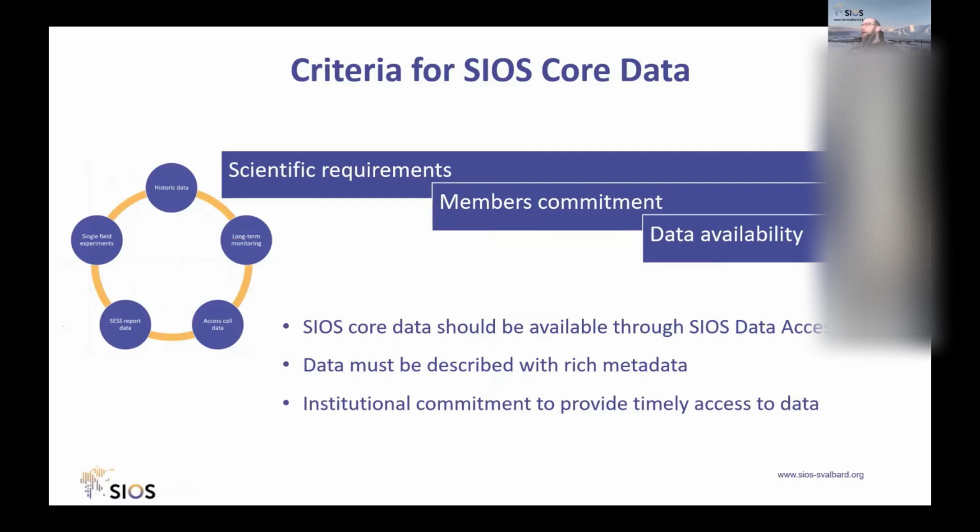For data availability, as I said, the SIOS core data should be available through SDMS as soon as possible. Data must be described with rich metadata, and where possible, existing measurements and calibration protocols should be used to secure comparability. Instrument comparison is highly recommended. So we are working on promoting protocol harmonization, calibration, etc. But of course, it's a long process, and we know that we cannot do it at once for all variables and all systems. So we are trying to do it step by step, and we start this process with core data workshops.